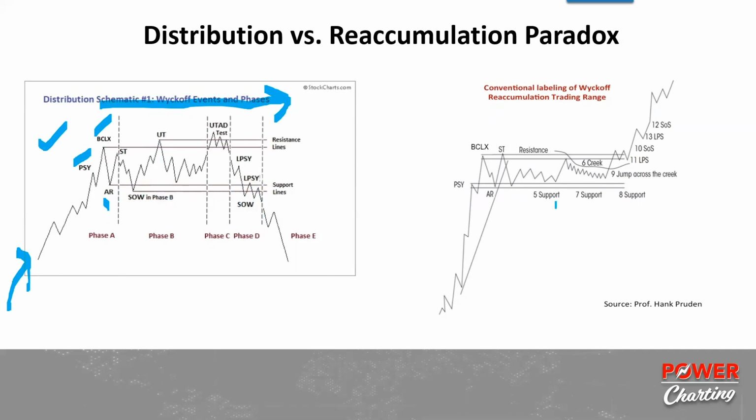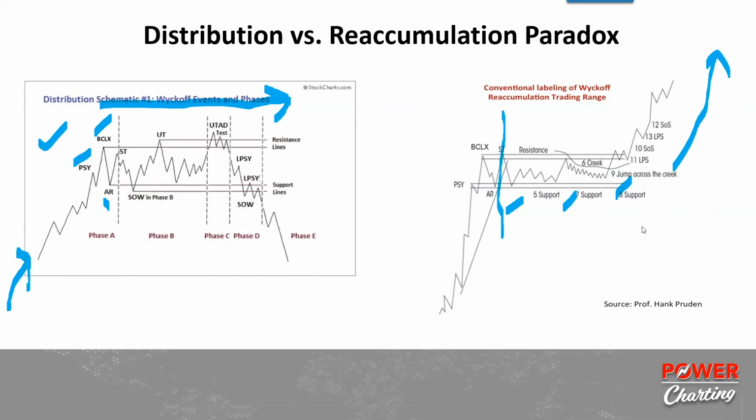Now, let's look at reaccumulation for just a minute, because this is not the topic of the day, but it's an important idea. Reaccumulation begins the same way that distribution begins, with a stopping action, automatic reaction, secondary test, resistance, support, range-bound condition. But what happens in reaccumulation is stock is being systematically reaccumulated for another uptrend that's going to occur at a later point, and there are a series of higher lows typically that occur in reaccumulation, which is a sign of absorption.